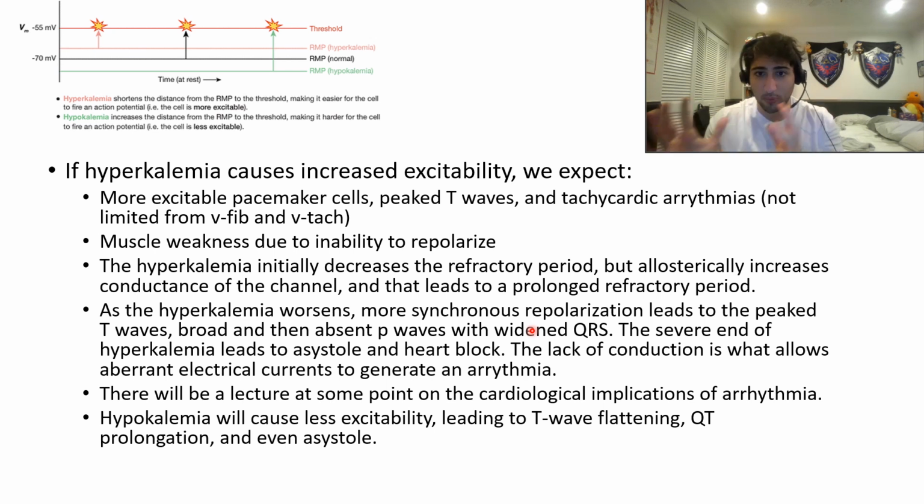All right? So as hyperkalemia worsens, there's sort of a spectrum. First you get synchronous repolarization, and that leads to peaked T waves. You get broad and then absent P waves, a widened QRS, and the severe end of hyperkalemia will be asystole and heart block. Why? Because the lack of conduction is what allows aberrant electrical currents to generate an arrhythmia. So there's two things going on. You can either have an absence of conduction, and that's just going to cause heart block and lack of contraction.